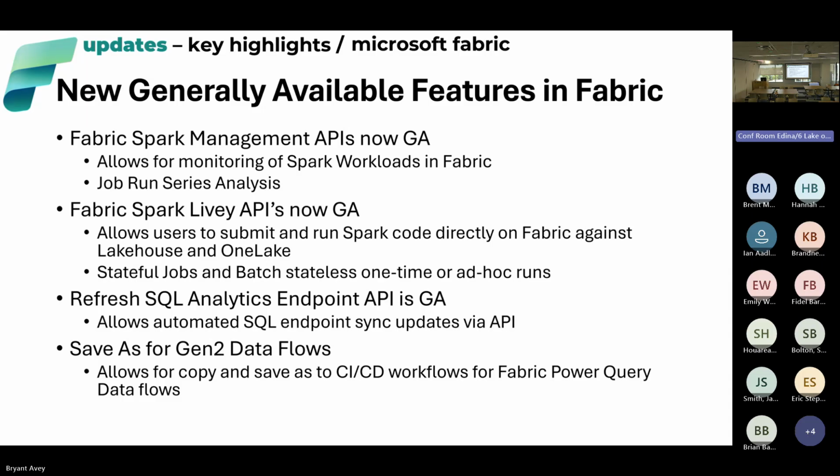Shifting over to Fabric now, there's a bunch of things that were in preview that are now generally available. I'll just call these out real quick. The Fabric Spark Management APIs are now GA, which I think Patrick LeBlanc talked a little bit about on one of his YouTube videos. It basically allows you to monitor and look at your job series and things like that in Spark. The Spark Livy APIs are also GA, as well as the SQL Analytics API.